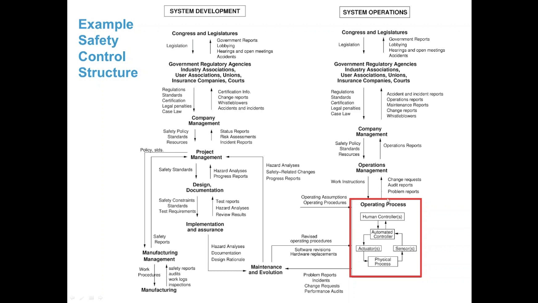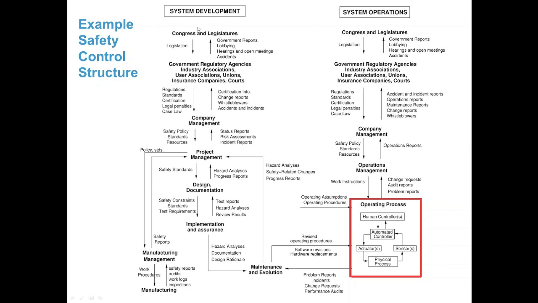So in operations, above this operating process, we have operations management, which provides work instructions and again gets various kinds of feedback. Company management provides standards and policy. Then government regulatory agencies, user associations, industry associations, unions, insurance companies, courts, and all of these things. I just drew them all in one area here to make this simpler, but they're providing all kinds of things to controls on the system and on the management, for example, regulation, standards, certification, legal penalties, and they get, again, feedback. And we may have Congress and legislatures involved in some cases.